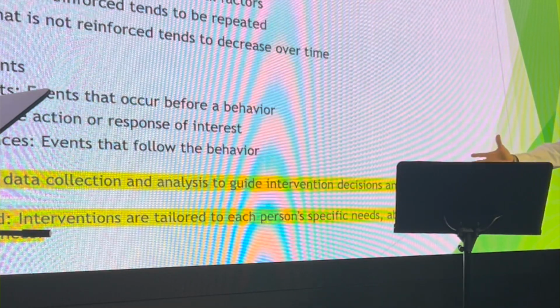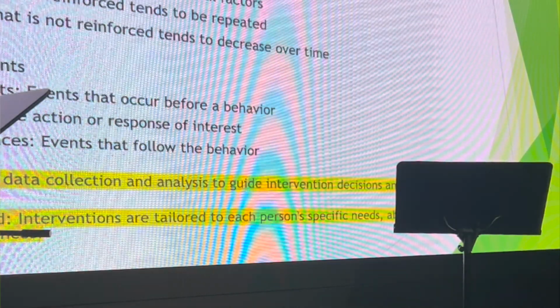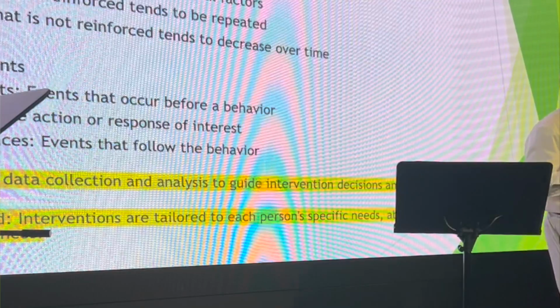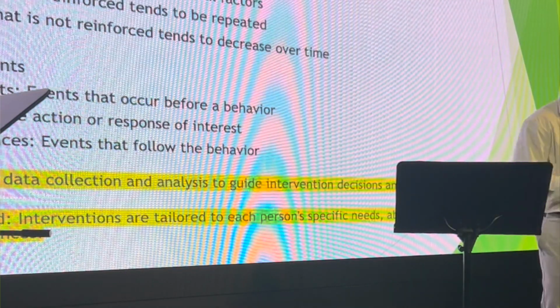ABA relies heavily on data collection to guide interventions and decisions and overall progress. We hang our hats on being an evidence-based practice.